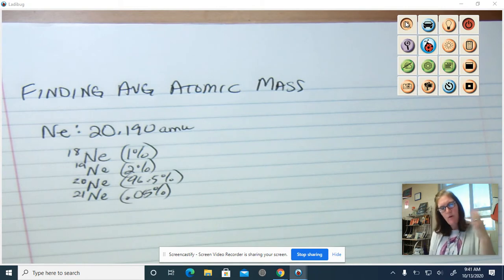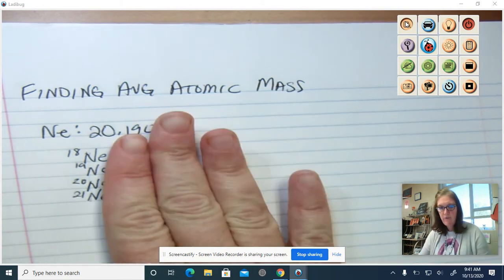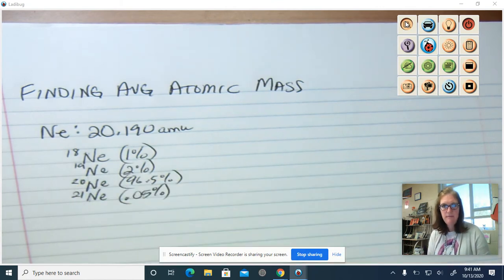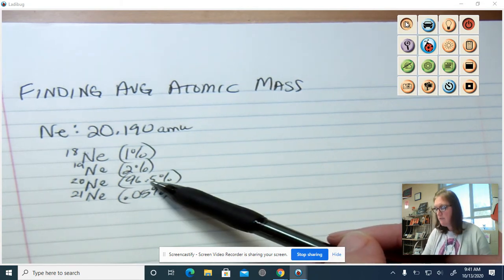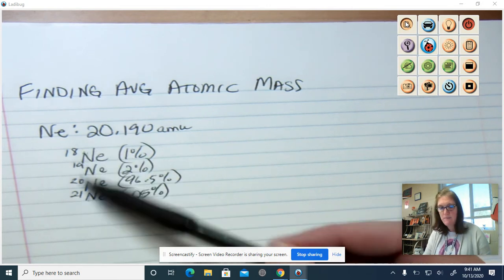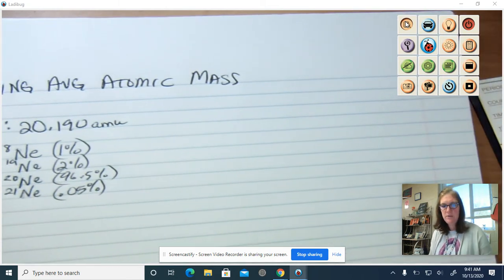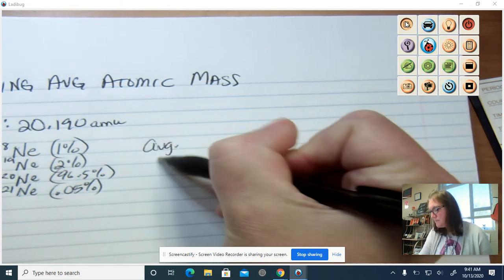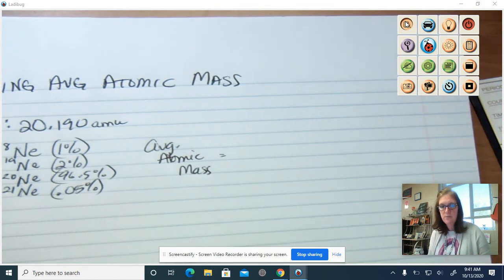So if I ask you to find, what's the average mass of these isotopes? Well, without these percentages, if we just cover that up, normally to find the average, you would just add those masses up, right? And then divide by 4. The problem is, though, this one is way more abundant in the universe, so it's going to affect the average mass. So we're going to have to do an average that involves these percentages. So the formula to find average atomic mass, and this is called a weighted average, by the way, is we have to take into account those percents.